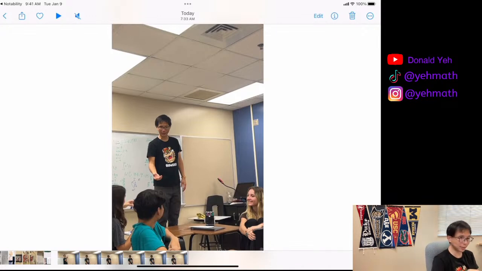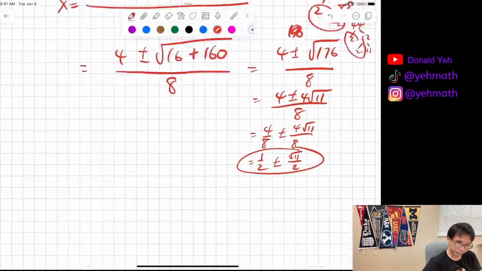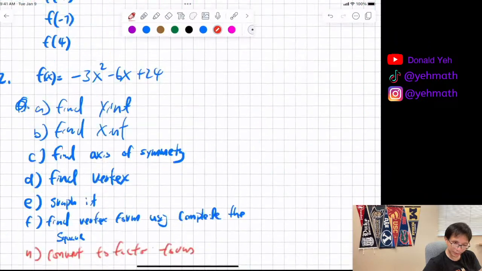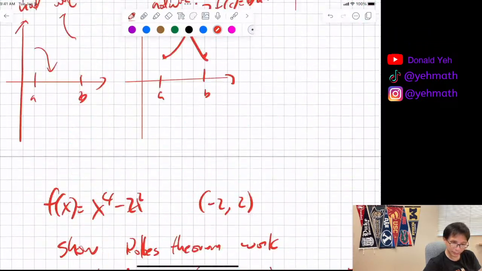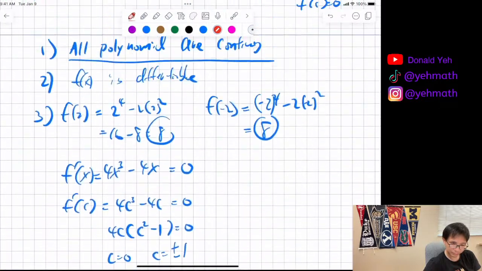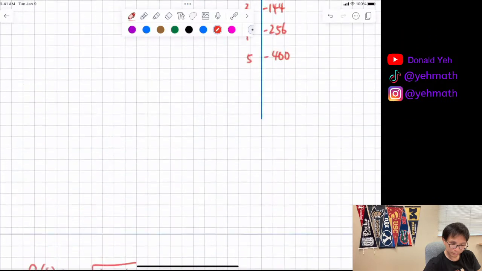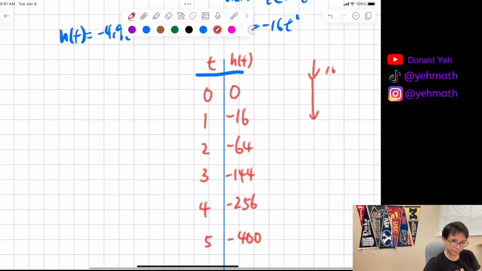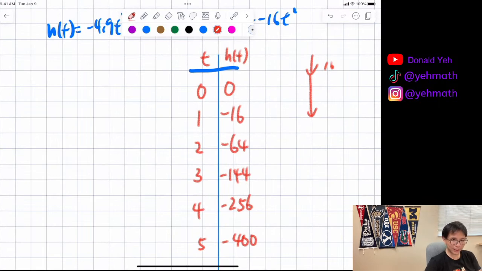So let's connect to yesterday's lesson. Yesterday we talked about, let's see, where are we? We taught a lot of stuff yesterday. Oh, there it is. In 1 second, it's falling 16 feet. This is a free fall. Free fall is different. Free fall, just take a ball and drop it. In 1 second, if I measure it, it's going to drop 16 feet, then 64 feet.